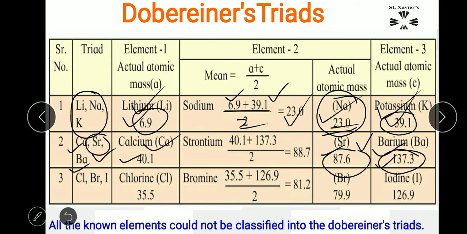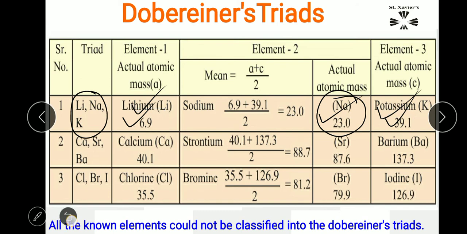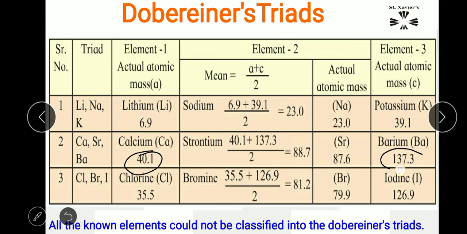What we'll do, students, is take the average of the first and last. We'll add 40.1 plus 137.3 and divide by 2. What we get here is 88.7. It is nearly the same as strontium, approximately the same as 87.6. So this is called a Dobereiner triad.